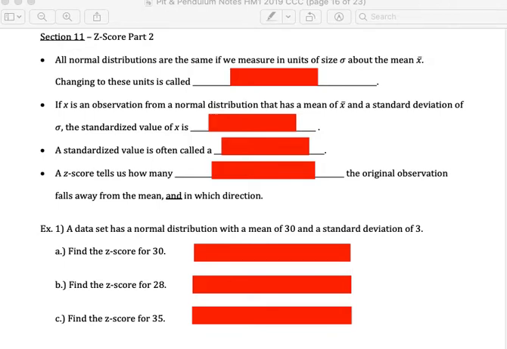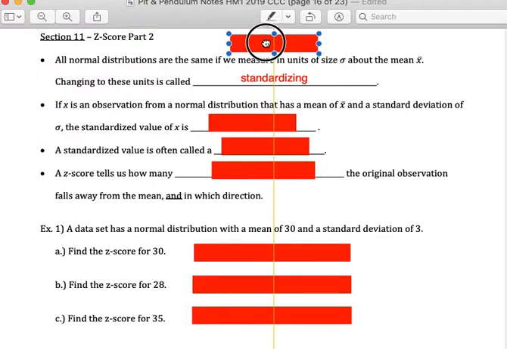Section 11, Z-scores, Part 2. And here's some vocab reminders from last time. All normal distributions are the same if we measure in the units of the size of standard deviation about the mean. So changing to these units is called standardizing. So we can compare different data sets by standardizing, looking at and comparing standard deviation.